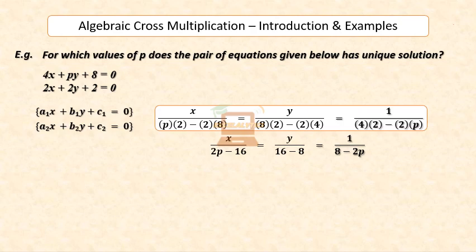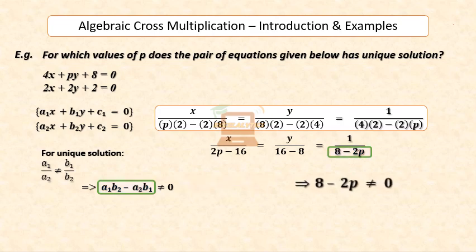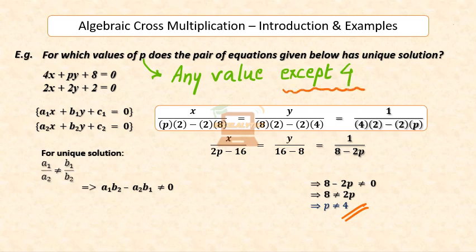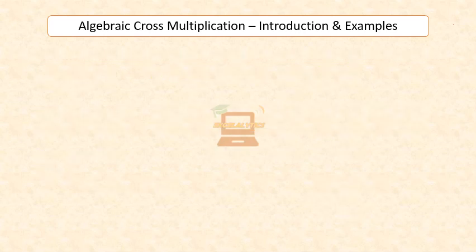Now, for the given pair of equations, the condition for them to have a unique solution is a1 times b2 minus b1 times a2 is not equal to 0. In our case, this corresponds to 8 minus 2p is not equal to 0. From this condition, we get p not equal to 4. Thus, we can say that the given pair of linear equations will have a unique solution if p takes any value other than 4. Now, let us see another example.